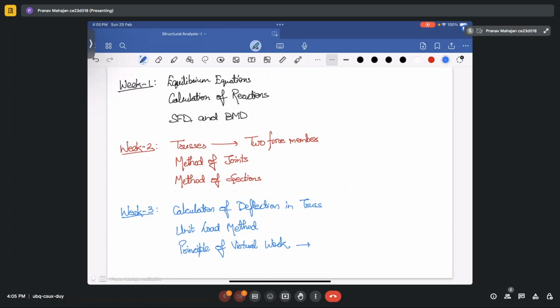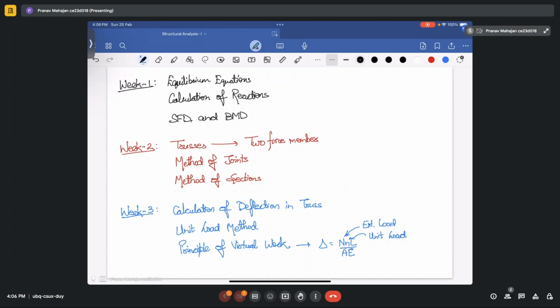That you have seen, like delta is equal to the summation of N n L upon AE, where capital N is the force due to external loads, small n is the force due to unit load, and the rest are all the geometrical parameters of that particular member. And then if you put in that equation, you will get to know the value of deflection at that particular point.